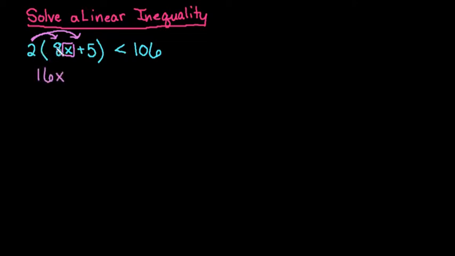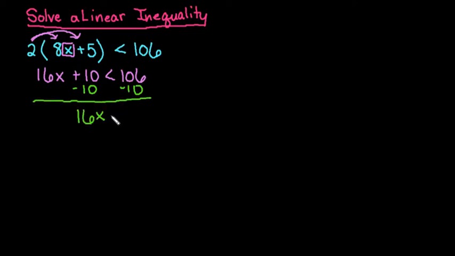So I have 16x plus 10 is less than 106. X is not completely alone yet, so what we would do is move the 10 to the opposite side by subtracting. So we have 16x is less than 96, and then we would divide both sides by 16. And this ends up giving us 6, so it's saying that x is all numbers that are less than 6.